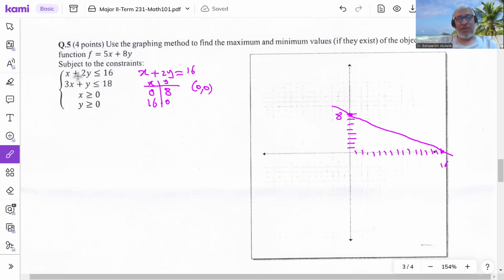Replace x by 0, y by 0. What would you get? 0 plus 0, that's 0. So I'll get 0 less than or equal to 16. Is this correct or false? It's correct. So this means that this half, the lower half, is the solution of the first inequality. Good. Now go to the second inequality. How to sketch the graph of the second inequality? Let us start by graphing the line. Put x 0, so y is 18. Put y 0, so 3x is 18, x is 6. So this is 6, and I have to go to 18 here.